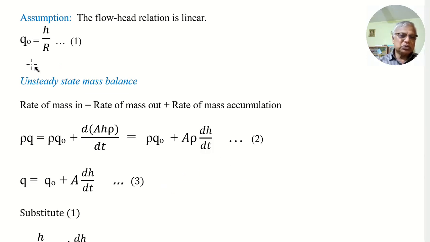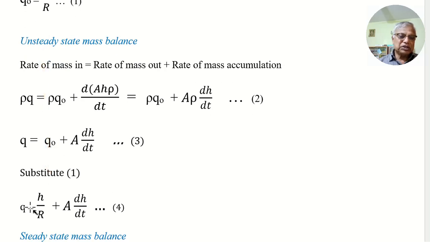Now we will substitute our flow head relationship into this. For Q naught, I'll substitute Q naught equal to H by R. That is equation 1. I'll substitute it here. Now if I substitute, Q equals H by R plus A dH by dt. Okay, now we'll go to the steady state mass balance.